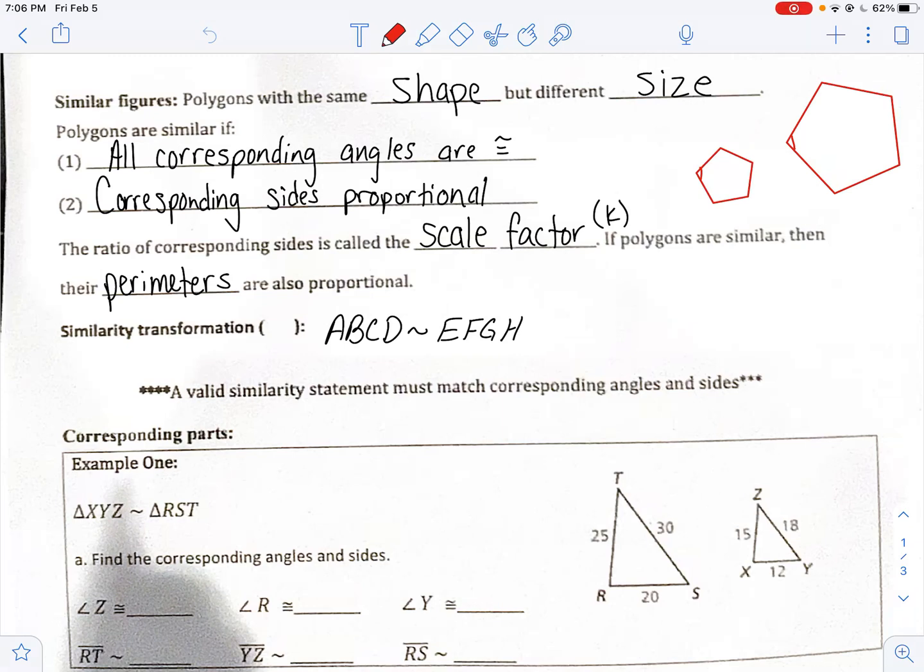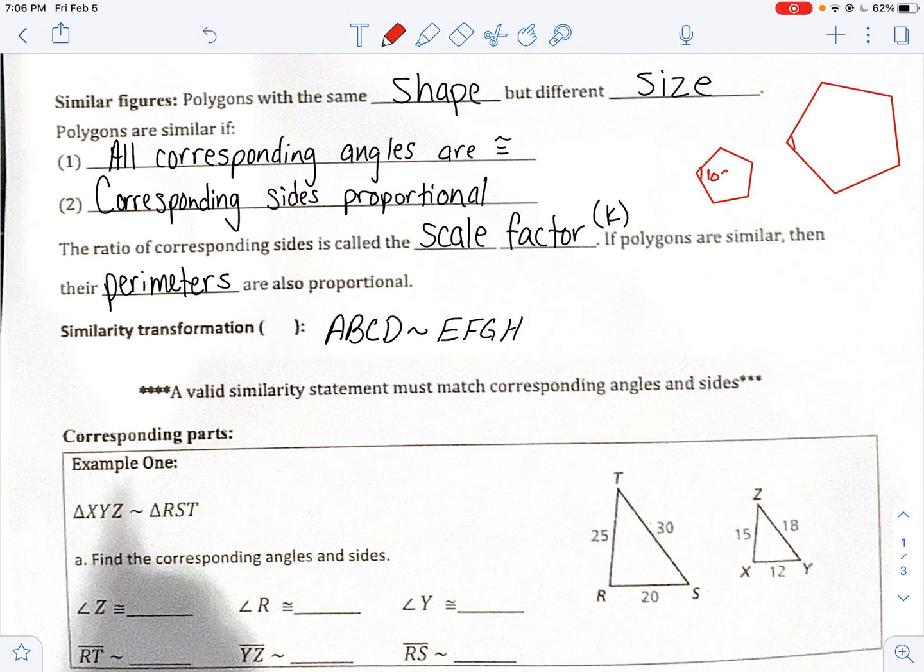So this is our introduction to similar figures. Similar figures are polygons with the same shape but different size. So they look similar, it's just one is bigger or smaller than the other. And polygons are similar if all the corresponding angles are the same. That's what gives them the same shape.